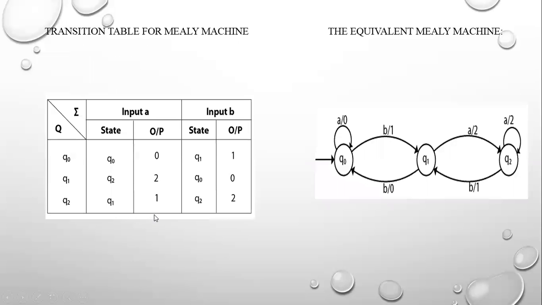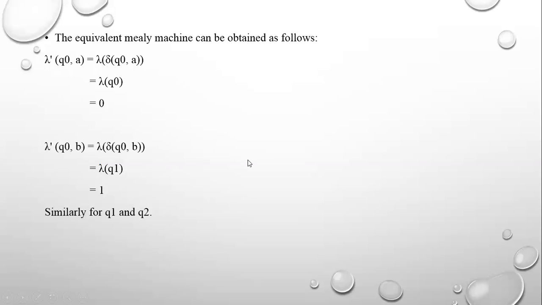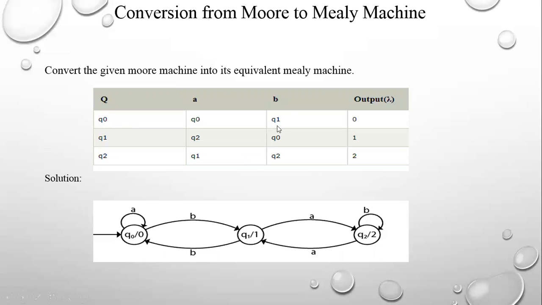Now see here. For Q0 we give the input A, it reaches Q0, and the output is 0. With B it reaches Q1, and the output is 1. Now check the output of Q1. The output of Q1 is 1. Q0 output is 0, Q1 output is 1, and Q2 output is 2.